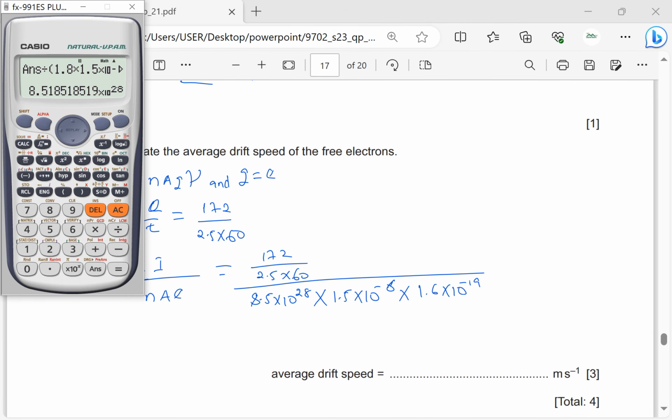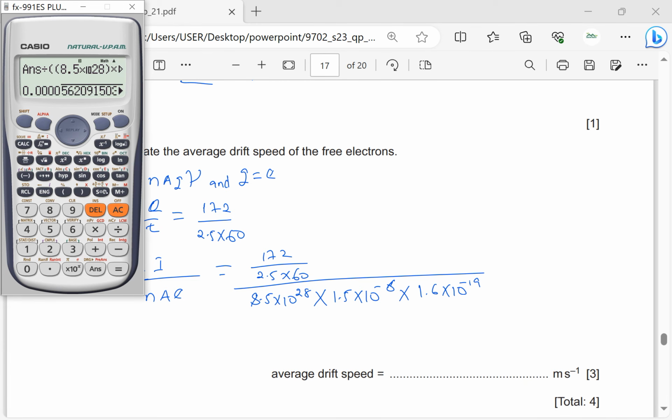So let's just press our calculator. 172 divided by 2.5 times 60, divide by, I'll just open several brackets. The first bracket, 8.5 exponent 28, times, open another bracket, 1.5 exponent minus 6, times, open another bracket, 1.6 exponent minus 19. Then close the outer bracket, so that is 43 over that.